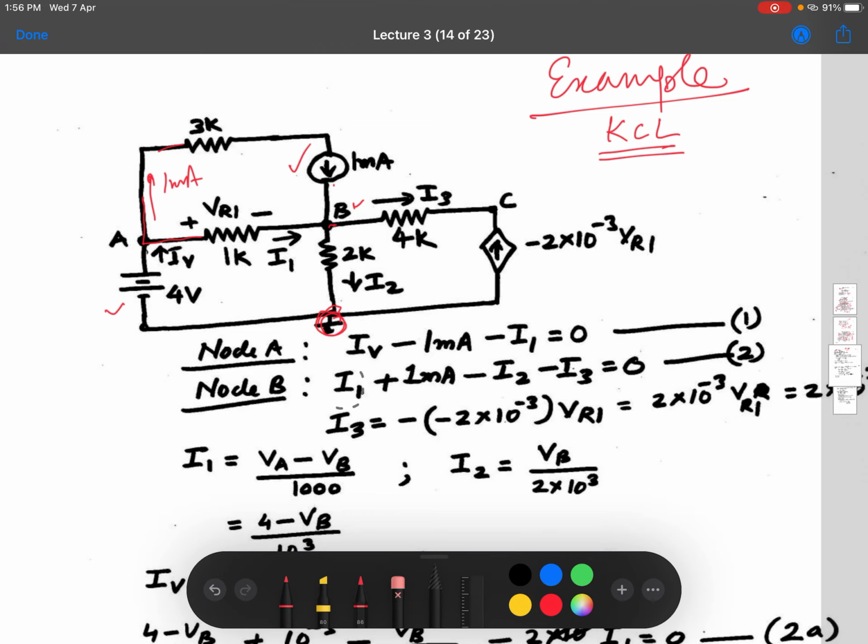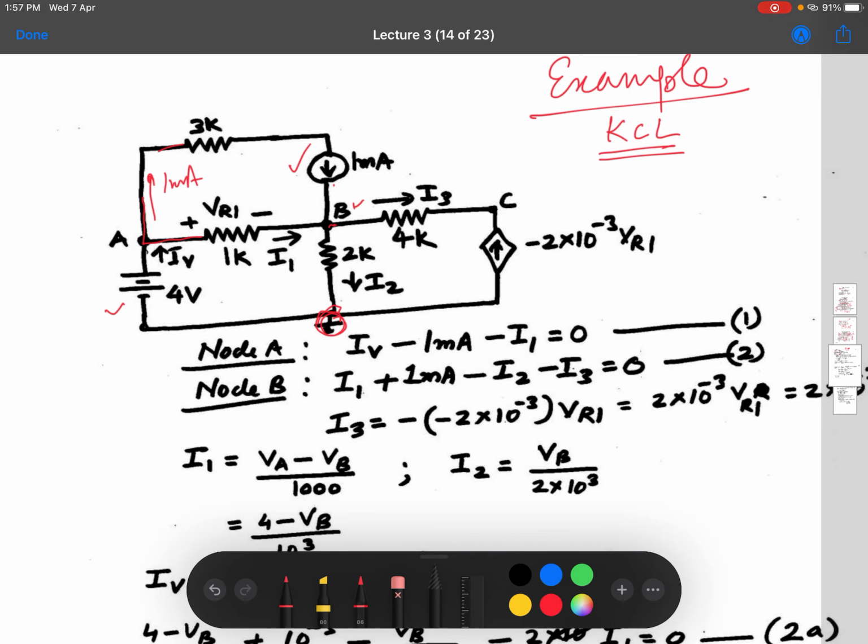Now let us see node B. I1 is coming into it, then 1 milliampere is coming into it, again with a positive sign. Then minus I2, that means I2 is going out of that node, from B to 0. And similarly I3, we are considering it as going out of node B. C doesn't qualify to be a separate node, because this is the same current source, same current.